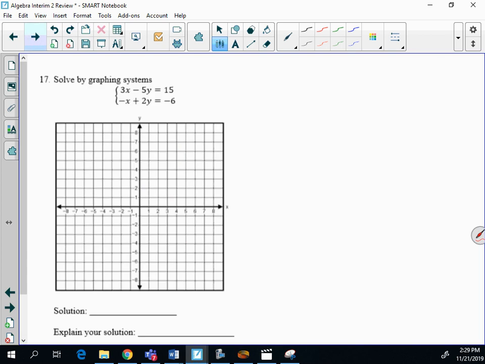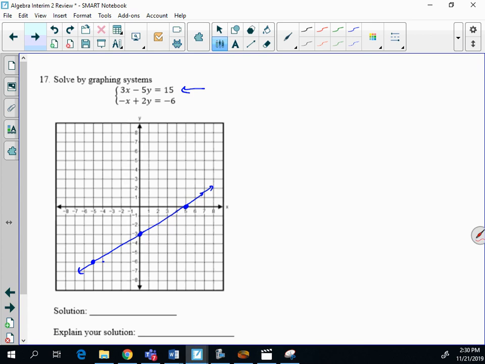And the last one, solve by graphing. So again, Desmos can help you out on this. You want to find your intercepts. So our x-intercept ends up being 5. Our y-intercept ends up being -3. So that's up and over, like this. And then I could drop down 1, 2, 3 over 1, 2, 3, 4, 5. And I could keep going there and there.